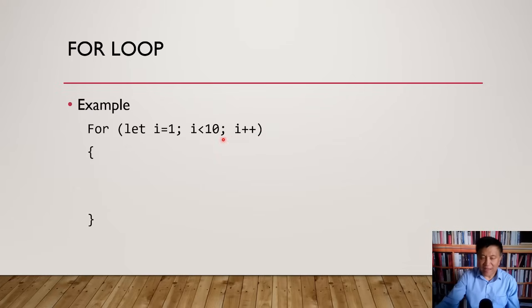What does that mean? It means that at the beginning of the loop, we set i equal to 1. And every repeat, we increase the counter by 1. i++ means we use i plus 1 to replace i. As long as i is less than 10, we repeat. Otherwise, we jump out of the loop. Let me show you a live example.